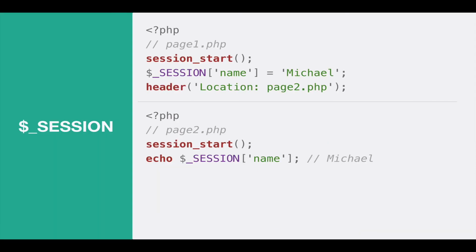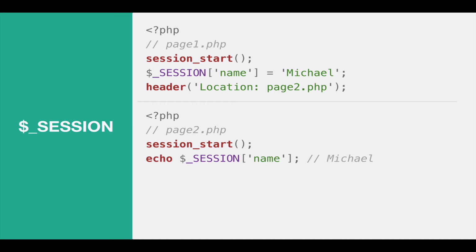Okay, so let's see an example here. We have at the top page1.php. You can see we have session_start right at the top. Then we are setting a session variable, so $_SESSION name equals Michael. We're adding a new session variable with a value. Then header, by the way, header location allows you to redirect to a new page. That's what we're doing. We're redirecting to page 2.